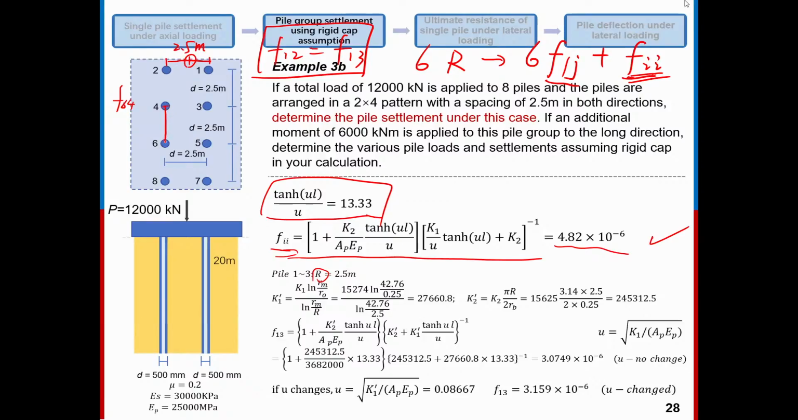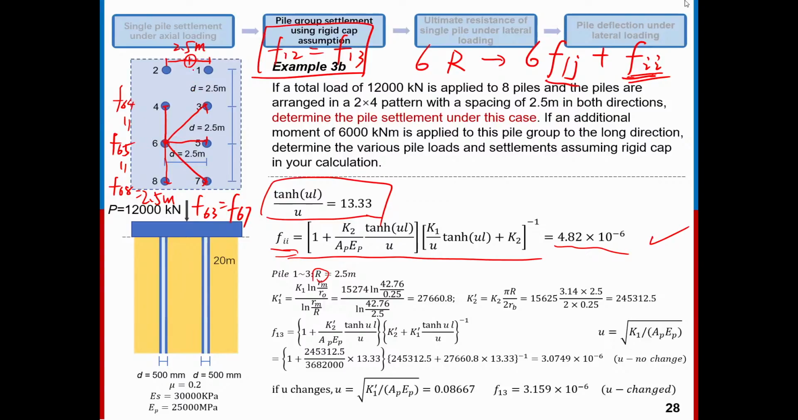F64 will be equal to F65, because the distances are the same. It will also be equal to F68. All the distances here are equal to 2.5 meters. And we have this one, so F63 will be equal to F67, because the distance is the same.